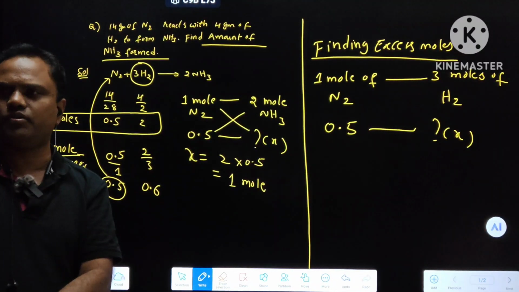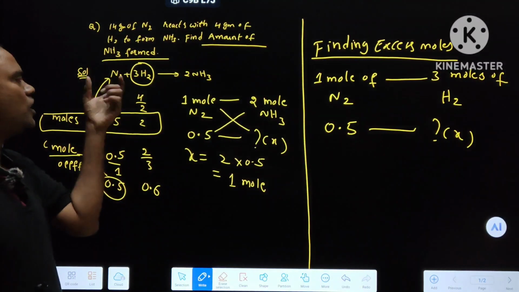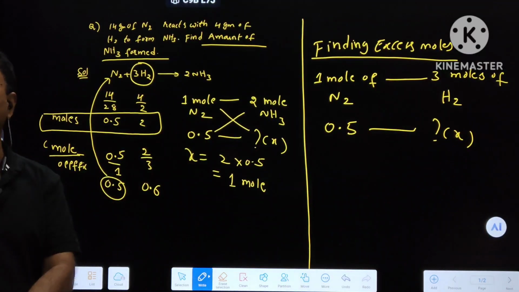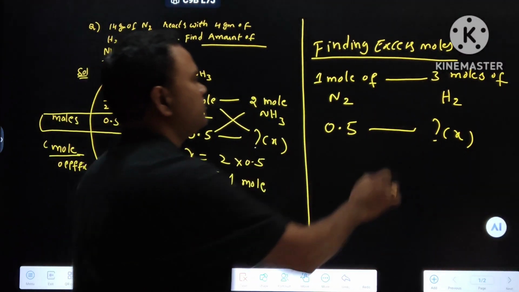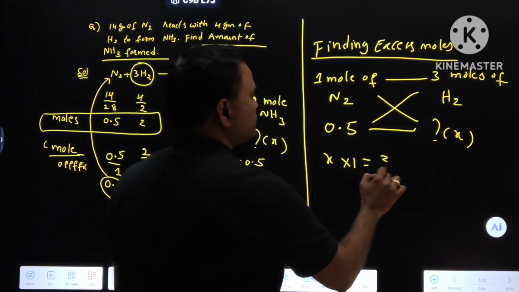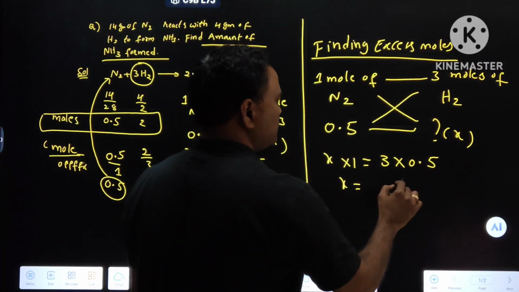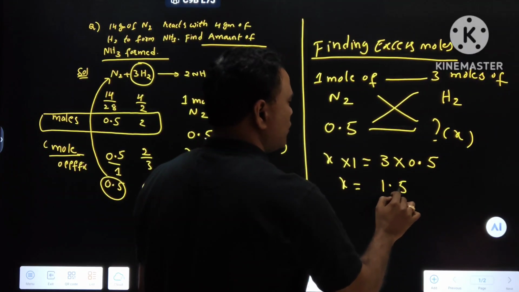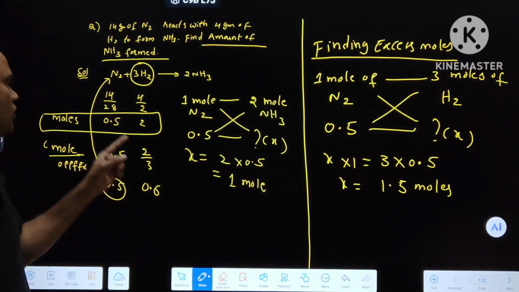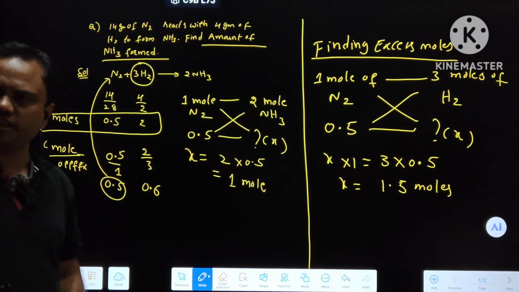This is another question we are doing, one important, frequently coming question. 1 mole of N2 requires 3 moles of H2. Then 0.5 moles of N2 requires how many moles of H2? Do cross multiplication. X into 1 is equal to 3 into 0.5. X is equal to 1.5 moles. 1.5 moles are required to combine with 0.5 moles of N2, right?